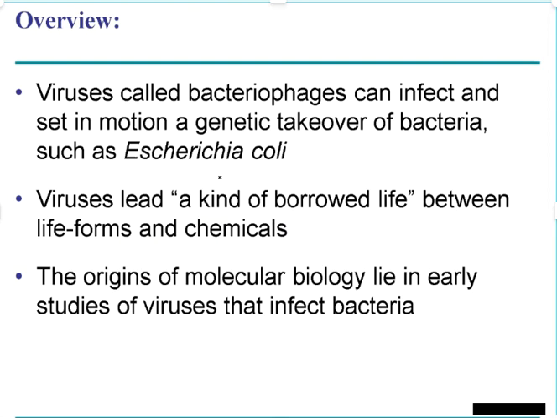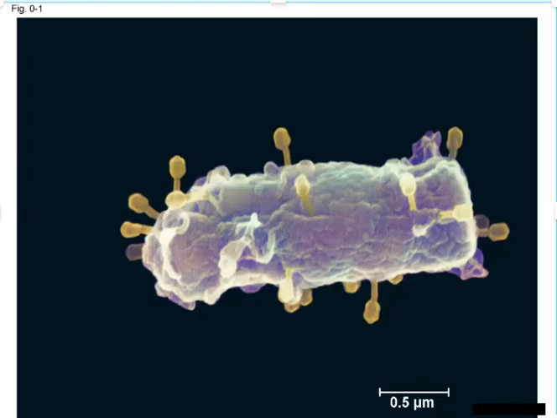So viruses called bacteriophages are a kind of example of viruses. They infect the bacteria named E. coli. These viruses which infect bacteria, for example E. coli, are known as bacteriophages, and they live a kind of borrowed life between the life forms and the chemicals. This is a structure of a bacteriophage which infects the bacteria E. coli, right? So this purple color is the host, and the small hexagonal head is the bacteriophage.